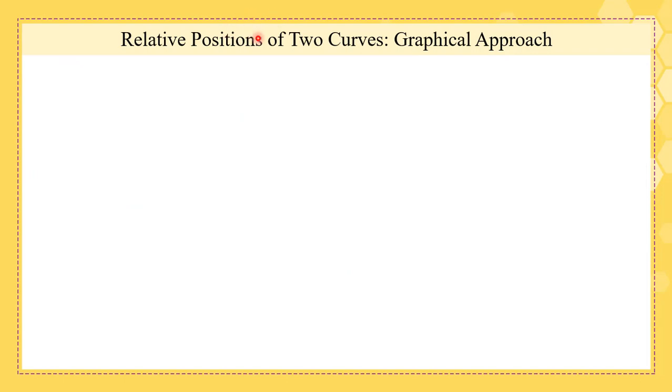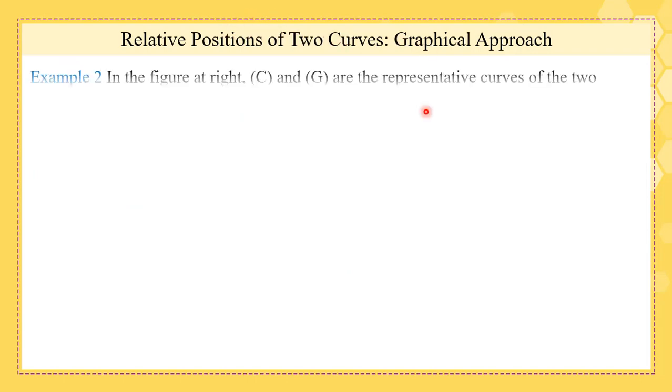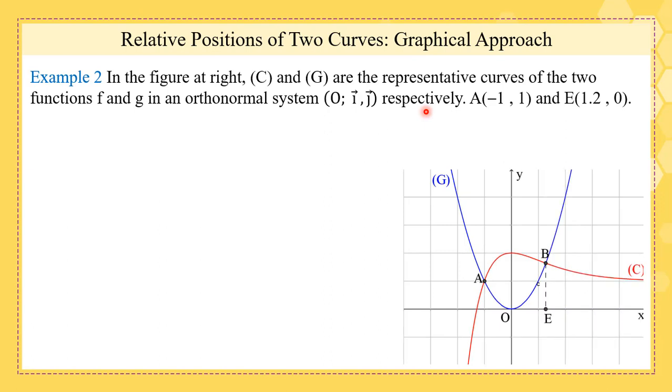Now we're going to see the relative positions of two curves graphically. We have this figure. The red curve is the curve C, and the blue curve is the curve G. And they intersect at A and B. The two curves intersect at A and B, and we know that E is the point whose abscissa is 1.2 and whose ordinate is 0. So we can say that the abscissa of B is 1.2. Let's see the question. The question is to study the relative positions of C and G.